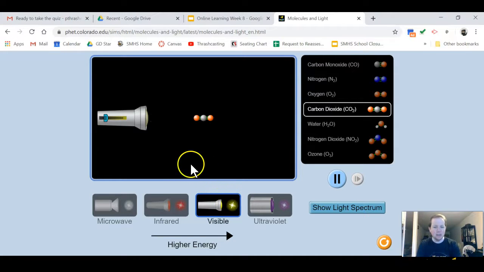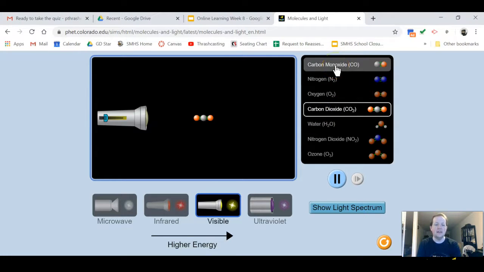And look what's happening right here. I have visible light. It's kind of like yellow. The visible light is moving past these atoms. Is this atom absorbing that light? No. It's kind of like ignoring it. It's not absorbing this type of light. Let's try a different atom.